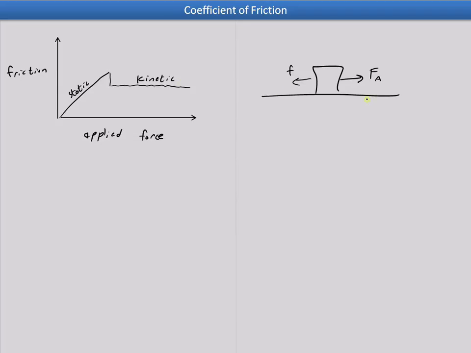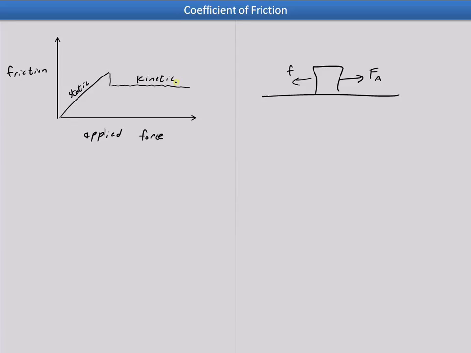If you've ever had two objects slide across each other and they squeaked or squealed, that's a manifestation of the slightly different values of the kinetic friction as it grips and those grips break. That causes squeaking or squealing and all kinds of other sounds as things move across each other.